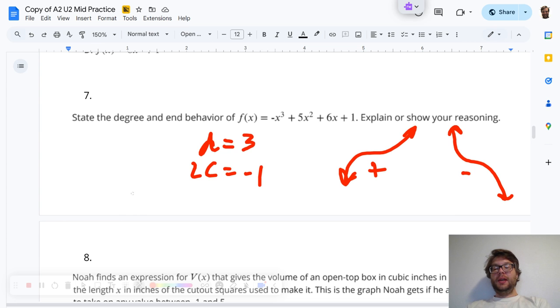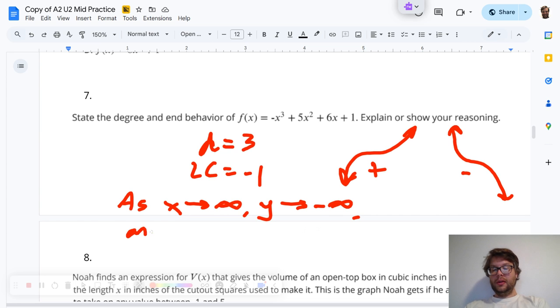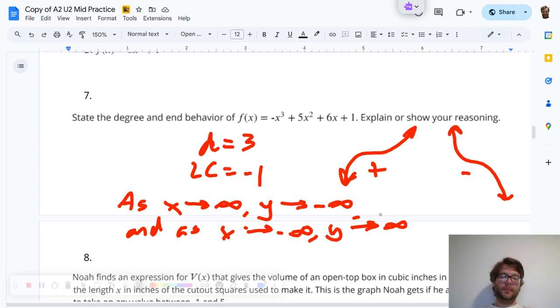So the end behavior is as x goes to the right, y goes down, and as x goes to the left, y goes up. All right, we'll cut the video here, pick back up in another video.